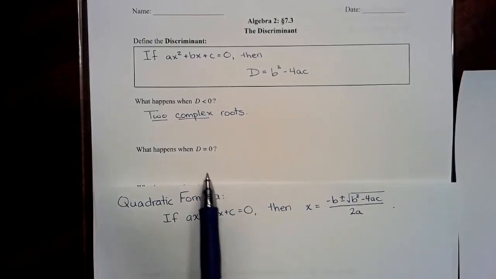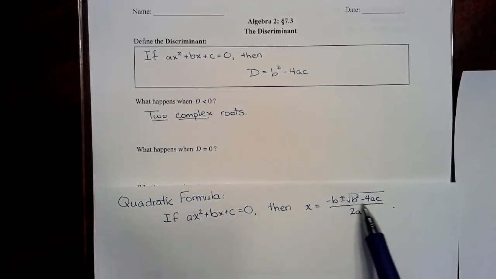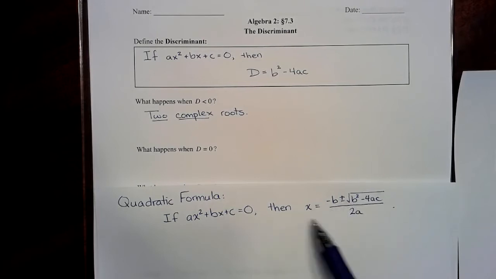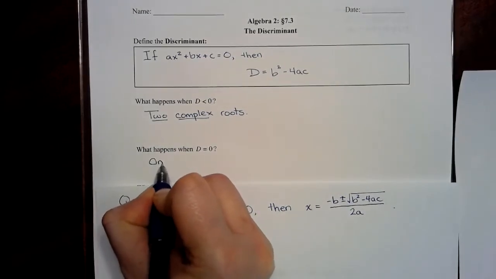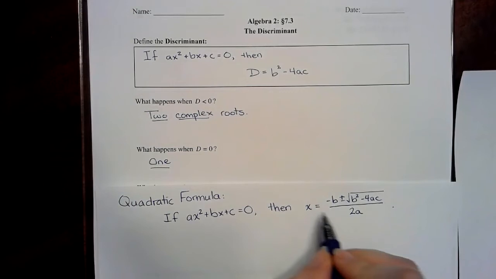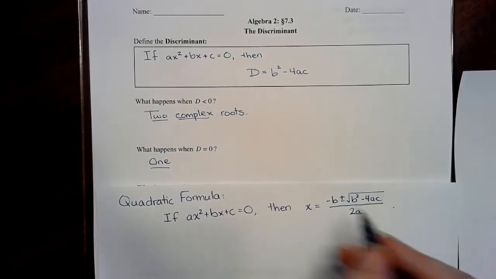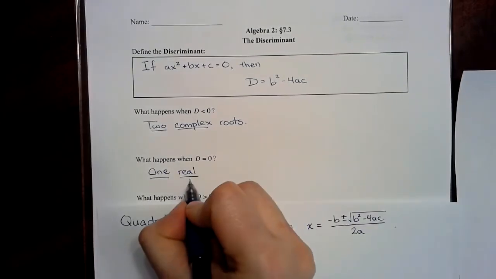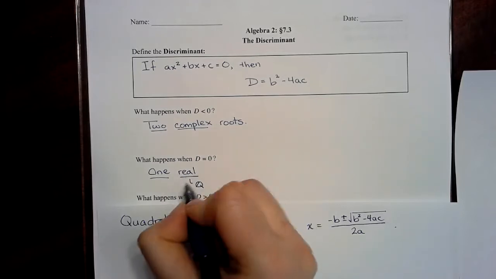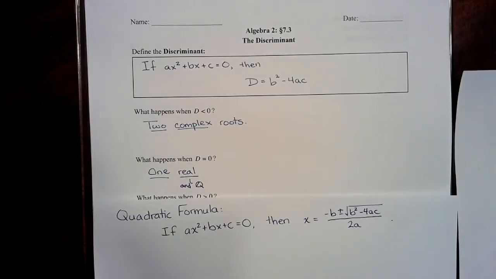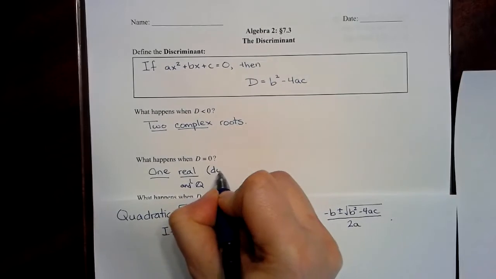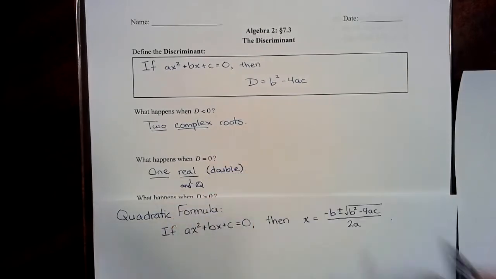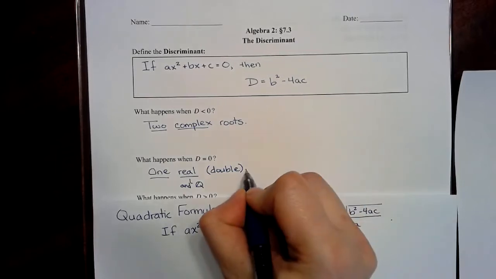Now, what happens if the discriminant equals 0? That means we're taking the square root of 0, which is 0. When we add 0 and subtract 0, we'll get the same answer. So now we don't have two answers, we have one answer. It will be negative b over 2a, so a real number. In fact, not just real, rational. And it somehow counts double because it counts for the plus and the minus.